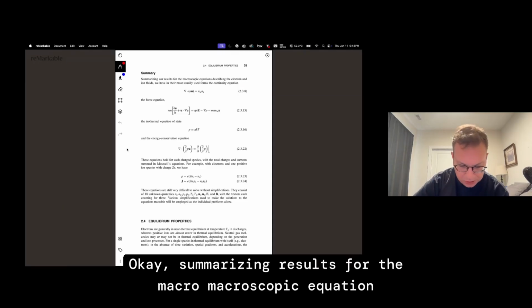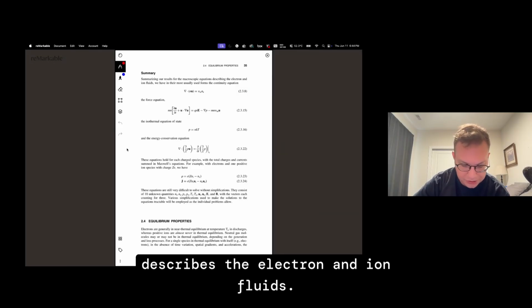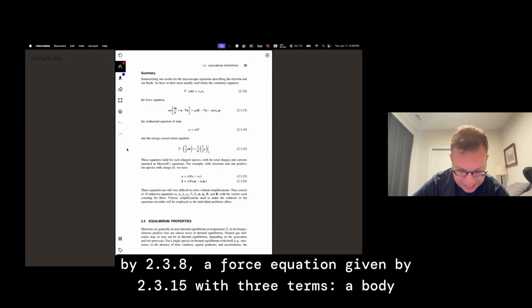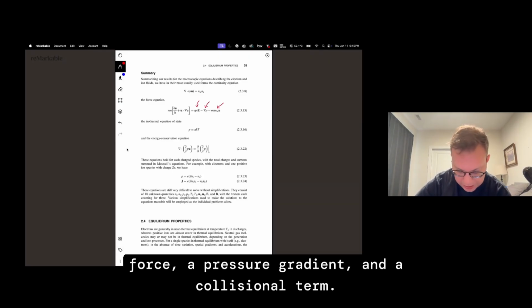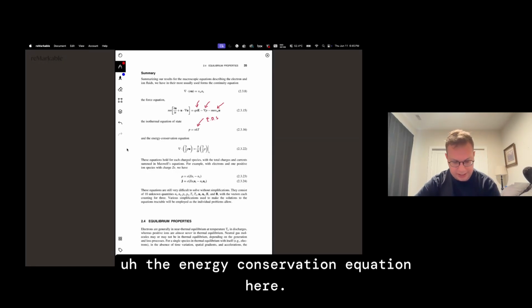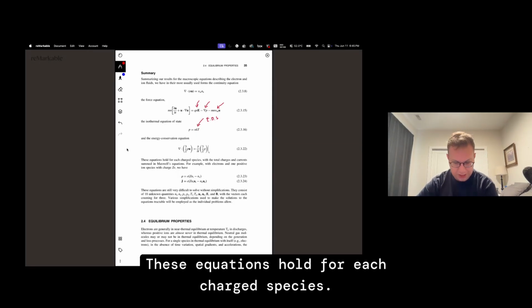Okay, summarizing results for the macroscopic equations describing the electron and ion fluids in their most usually used forms: the continuity equation given by 2.3.8, a force equation given by 2.3.15 with three terms: a body force, a pressure gradient, and a collisional term. We have an isothermal equation of state, and then we have the energy conservation equation here.